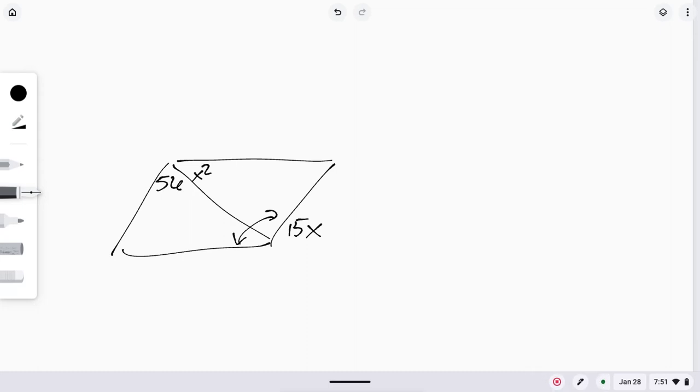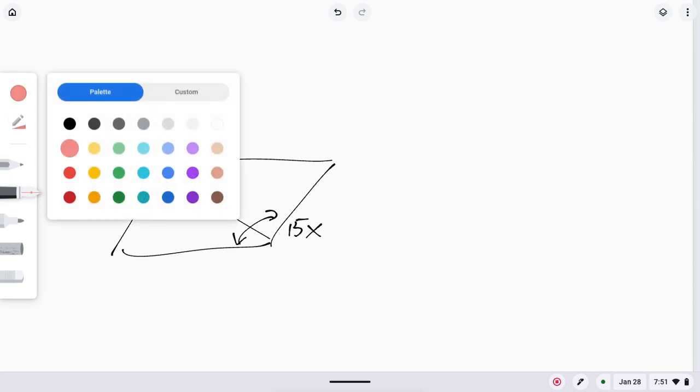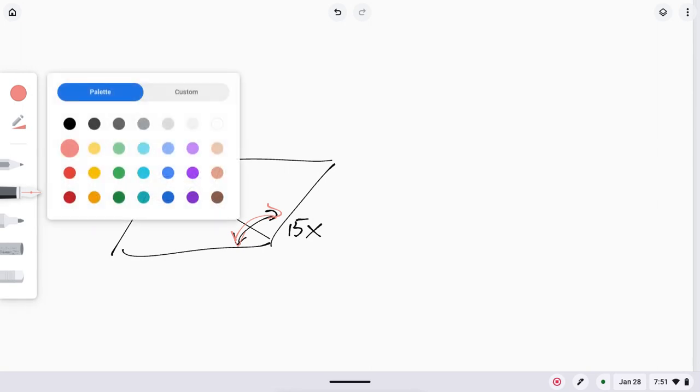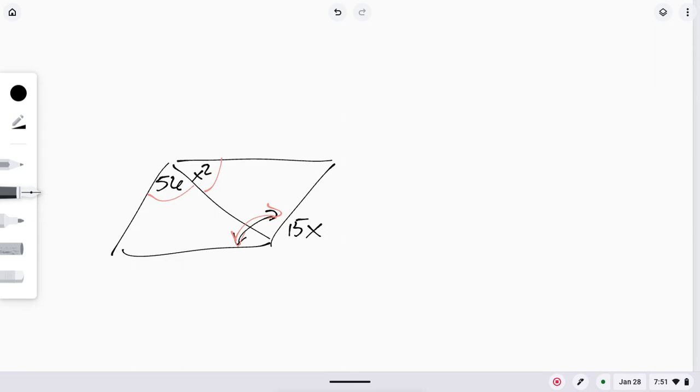First kind of question. I have a parallelogram here that I've drawn, and I'm trying to find x in this picture, and I need to understand that I have two angles here, the 56 and x squared, that when combined are congruent to that opposite angle that's 15x. So, it's not terribly difficult, but you have to understand that you're going to have to use some math that we haven't done yet in class to get this solved.